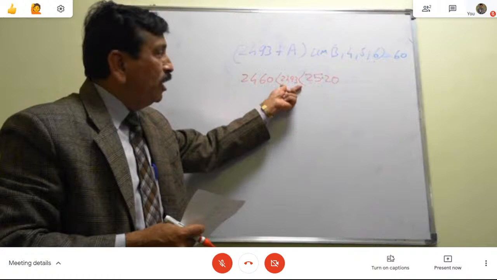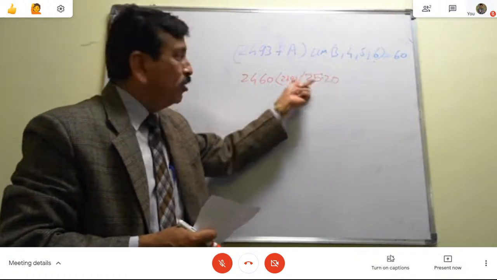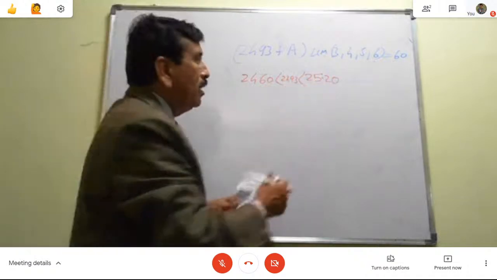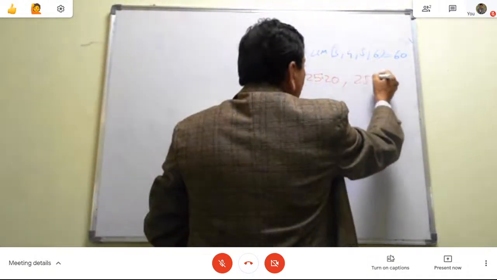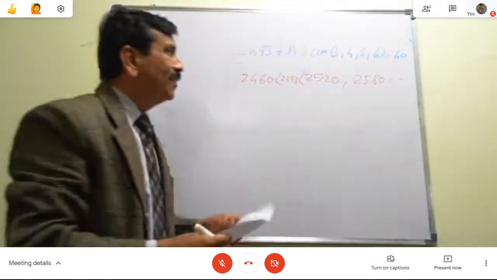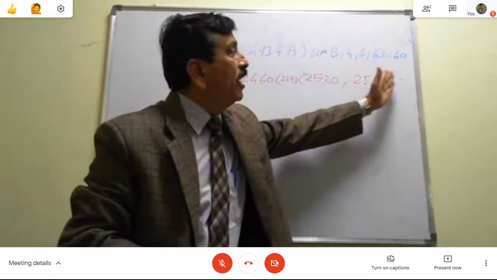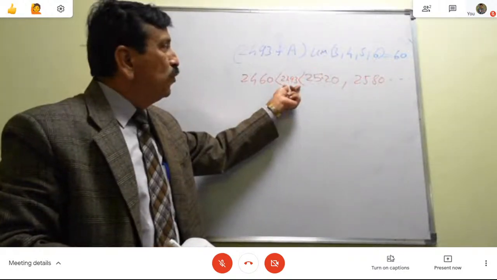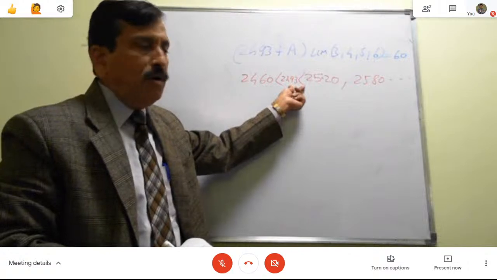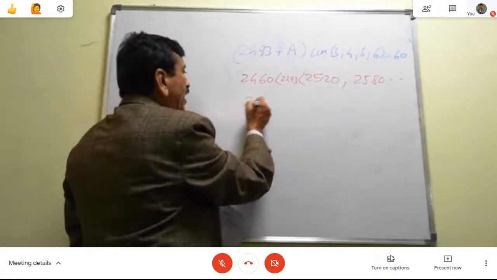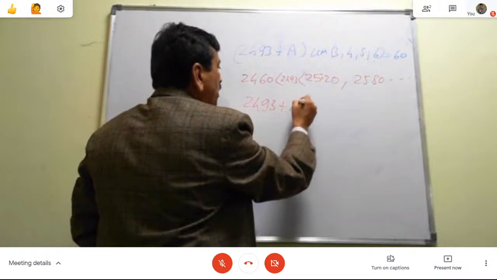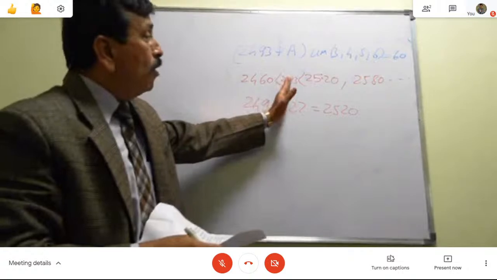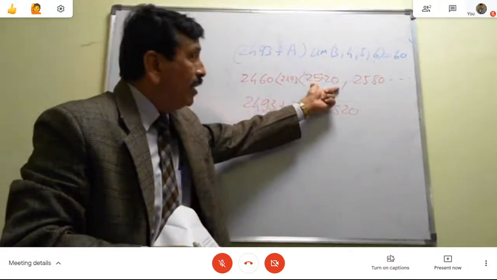What should be added to this so that we get the next number? By adding something we won't get this number. By adding something we get this number, and the next divisible is 2580 and so on. If we add a bigger number, we'll get a subsequent number. The minimum addition will get this number. So 2493 plus 7 is 2500, and plus 20. If I add 2493 plus 27, I'll get 2520, the immediate number above 2493 but divisible by 60.